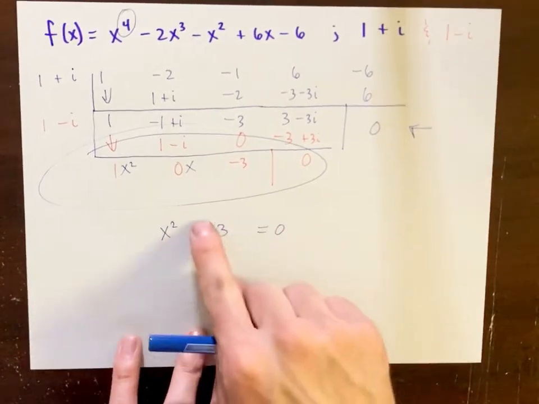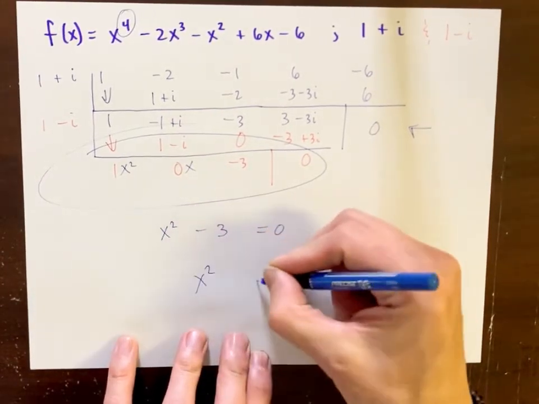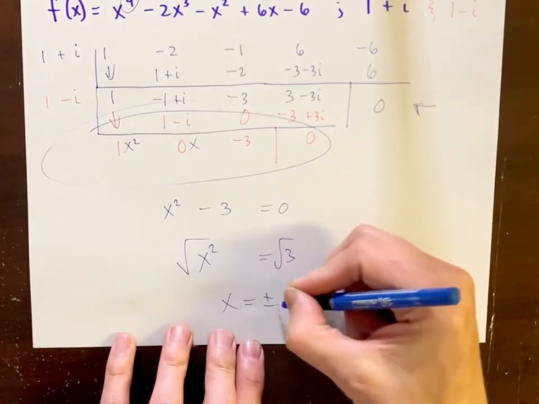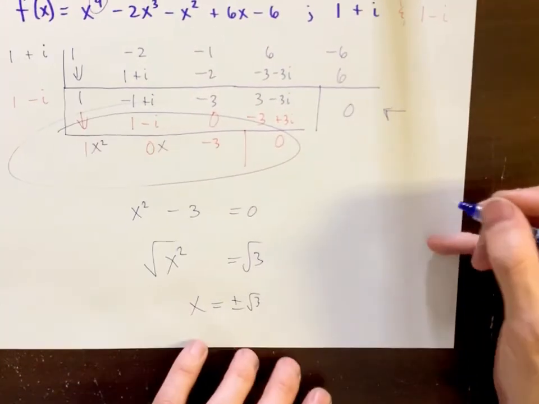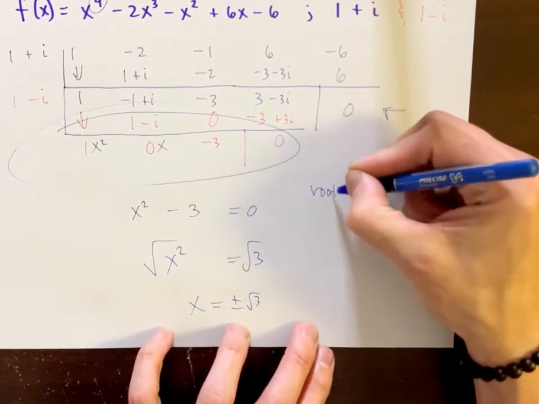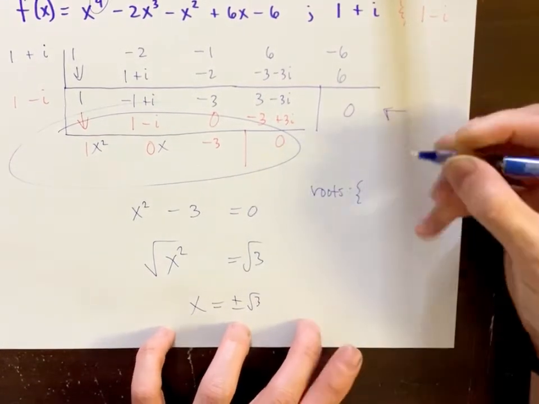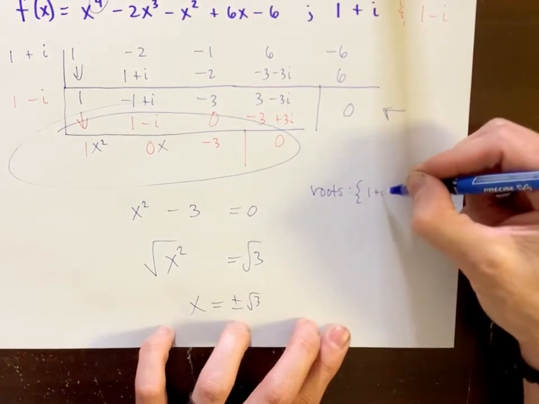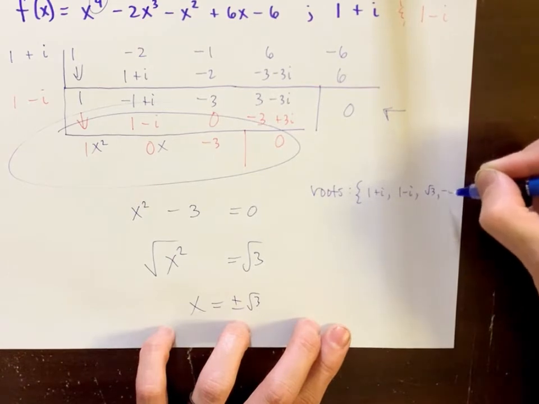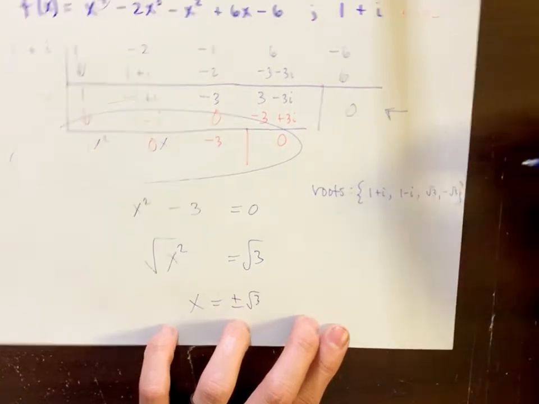Let's solve this equation. Why don't you add a 3 to this side? You can square root both sides. And we have plus or minus the square root of 3. So if they wanted your roots or your zeros, whatever you want to call them, they would be 1 plus i, 1 minus i, square root 3, negative square root 3.